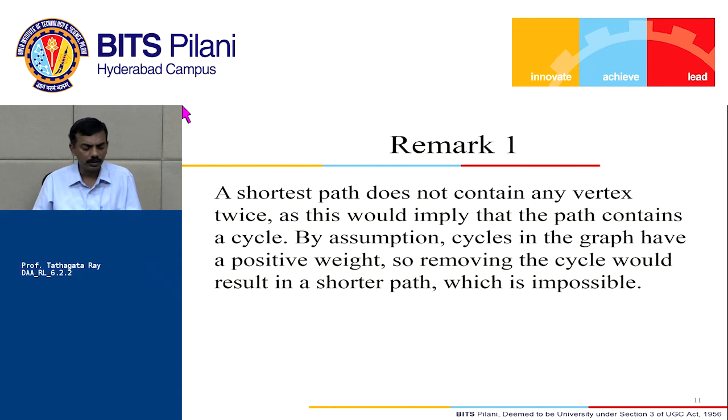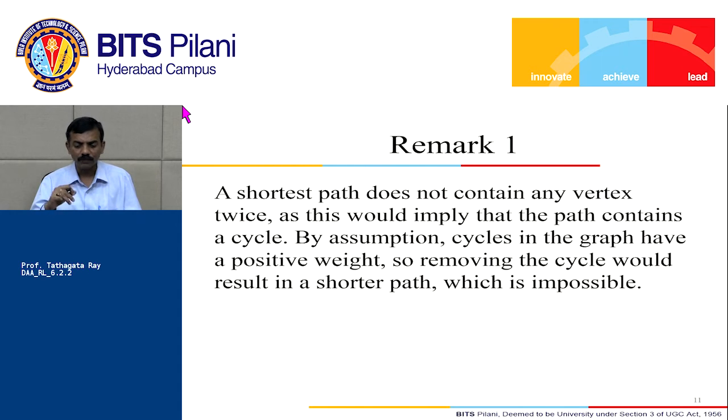Now, if you look at certain basic observations, a shortest path does not contain any vertex twice. If I have a shortest path, I cannot have repetitions of vertices. Why? As this would imply that the path contains a cycle. If there is a repetition of a vertex, I must have visited a vertex again, so there must have been a cycle somewhere. So why would I walk over the cycle? I will rather go directly, and that will reduce my path. So you cannot have a cycle in the shortest path.